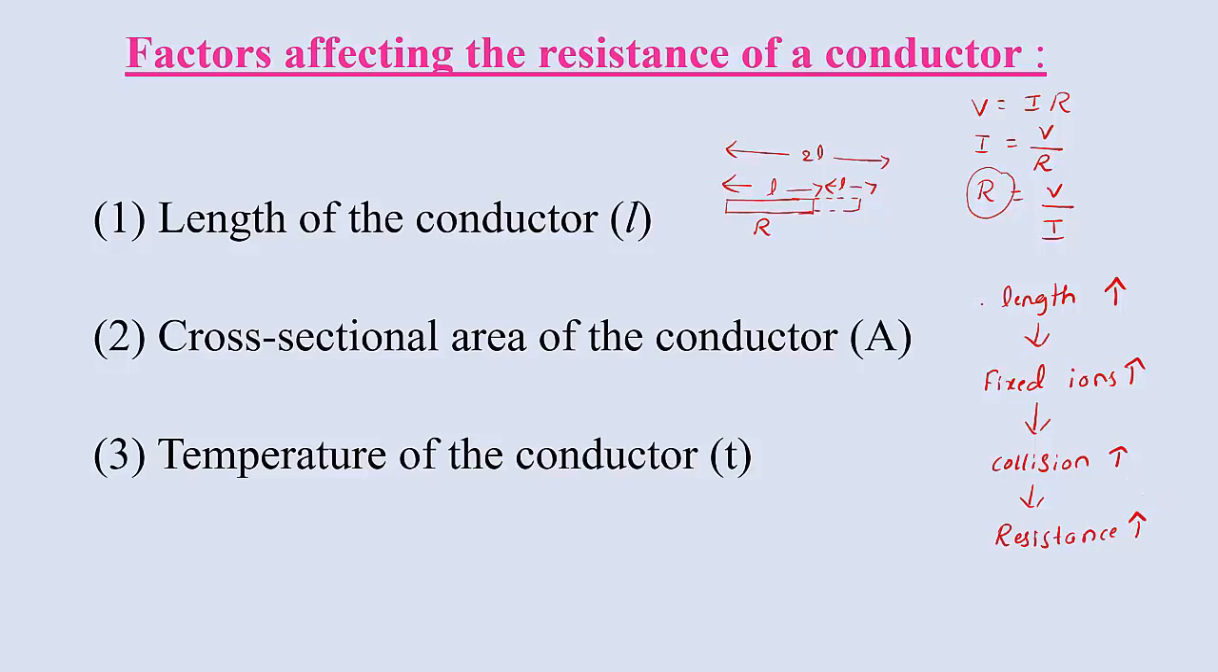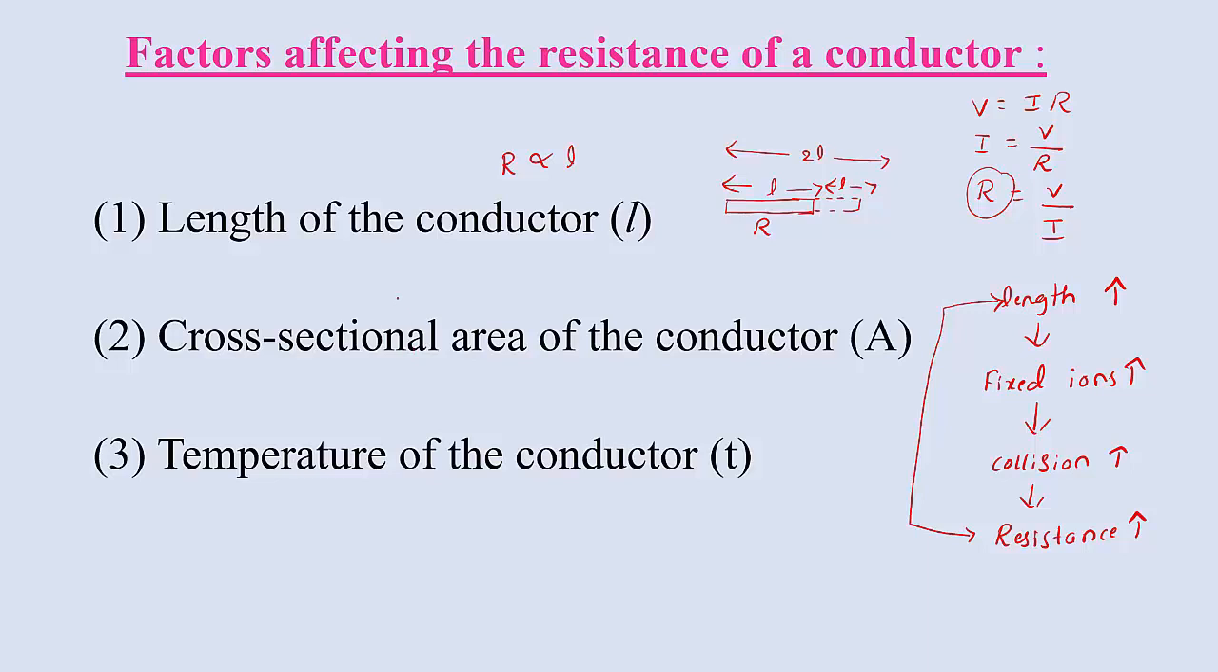Then what is the relation between the length of the conductor and resistance? As length increases, resistance also increases. That means both are directly proportional to each other. So the resistance of a conductor is directly proportional to the length of the conductor. Then the second factor is the cross-sectional area of the conductor.